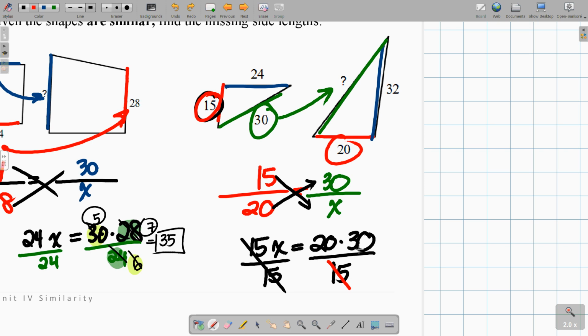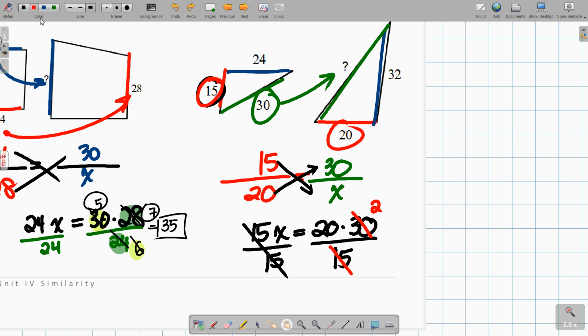I know 30 and 15. 15 goes into 30 twice. Therefore, my final answer here is going to be x equals 40. And if you look really carefully, that makes that a 3 to 4 ratio all the way around.